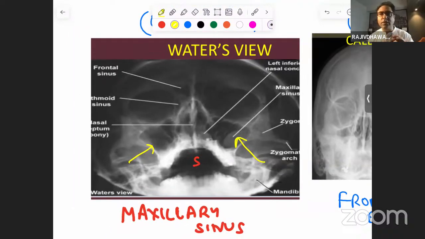Now, you can ask me, Dr. Dhawan, what about open mouth, closed mouth? What is Pierre view and all that? Water view can be done with open mouth to see the sphenoid sinus. Water view when done with open mouth is called Pierre view. So scan the choices first. If Pierre view is in the answer, then Pierre view is a better answer if it is Water view with open mouth. If Pierre view is not in the answer, then either the answer is Water view or Caldwell view.